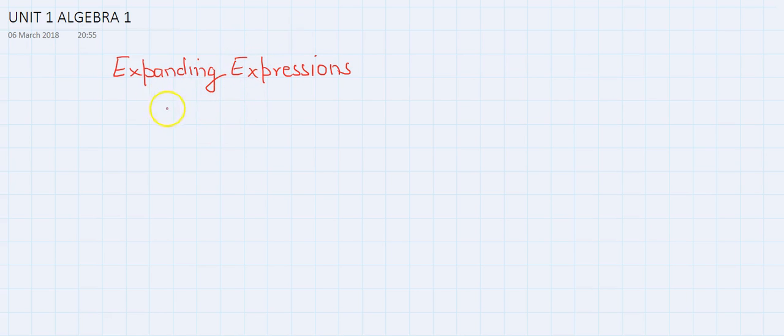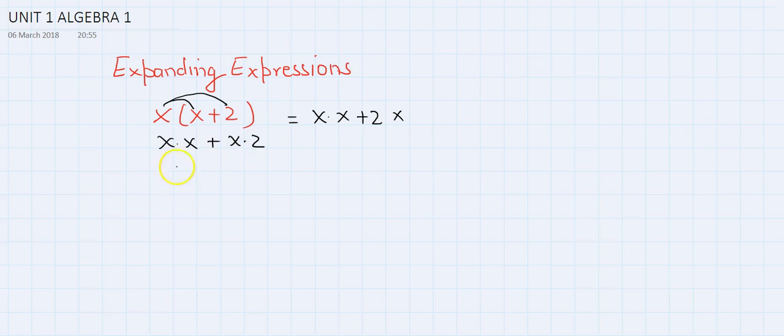Suppose we have to multiply x by x plus 2. We cannot just write the answer as x multiplied by x, plus 2. It's going to be wrong. You have to multiply this x by x, and this x by 2 also, plus x multiplied by 2. So it will become x square plus 2x. That is how we expand an expression, especially when the bracket is there.